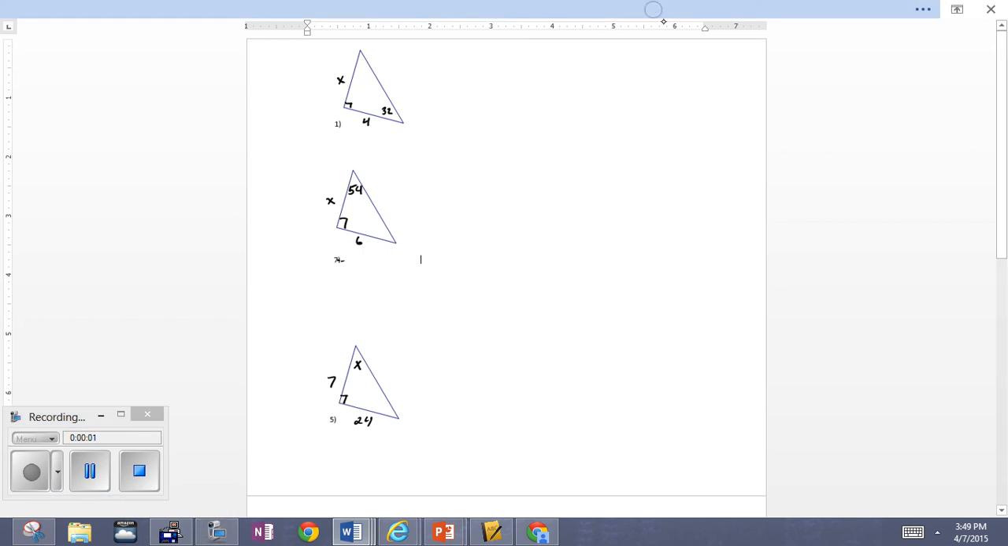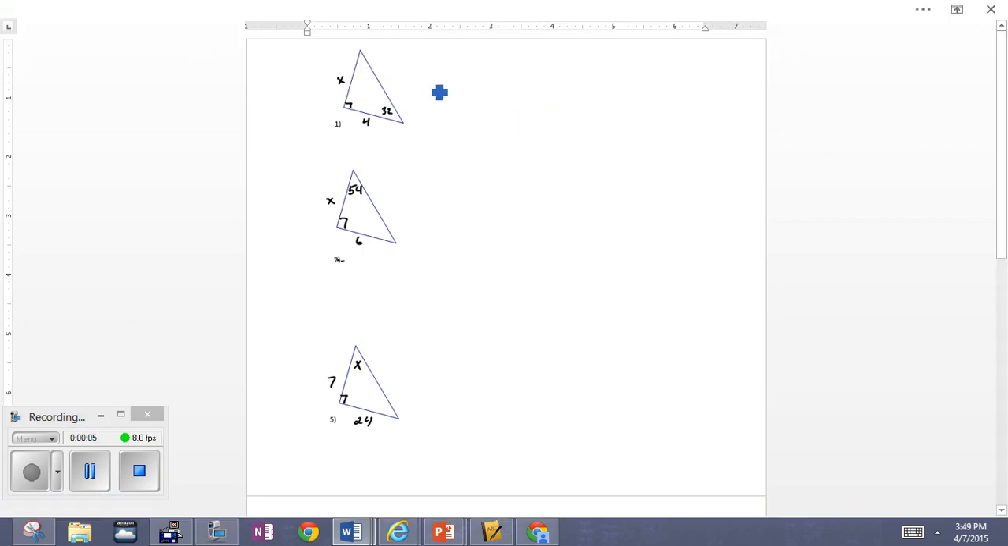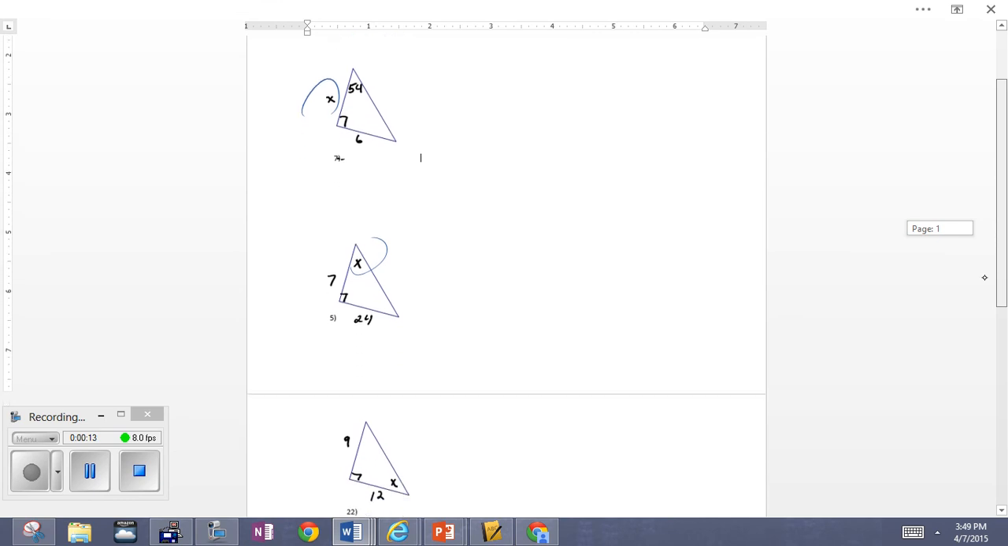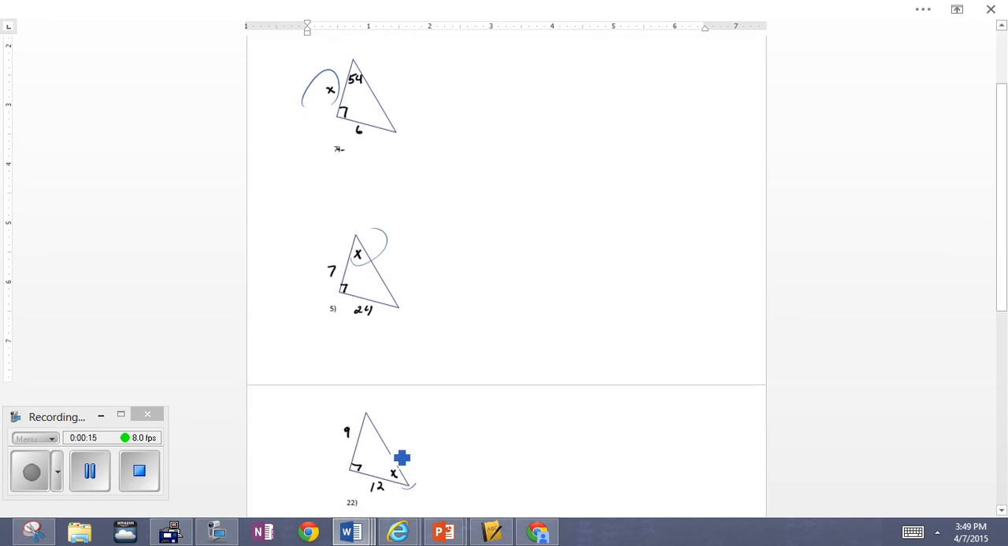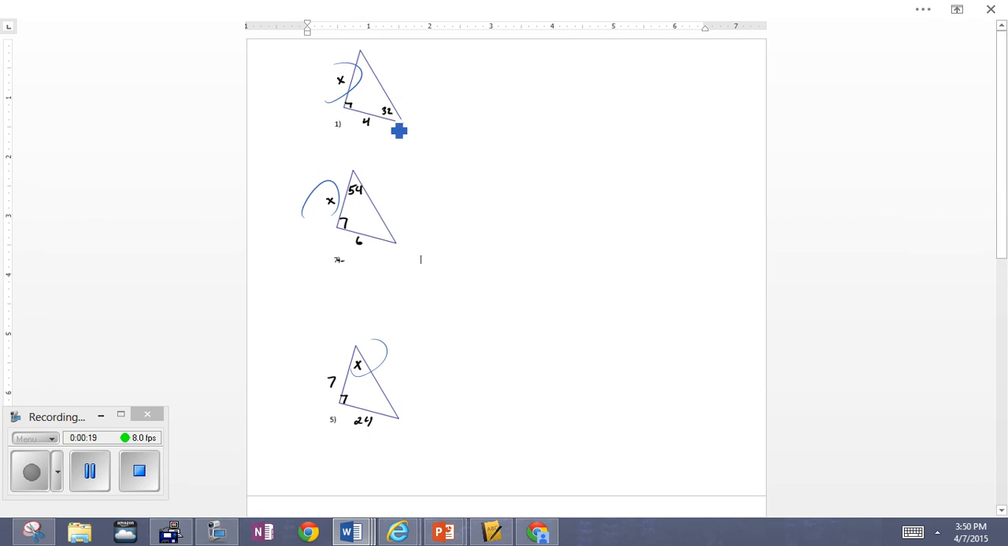Here we're going to show you where we're going to use the tangent ratio to find the missing side or the missing angle of these right triangles. So we have two where we're looking for the angles and two where we're looking for the side. So let's go and take a look at them.